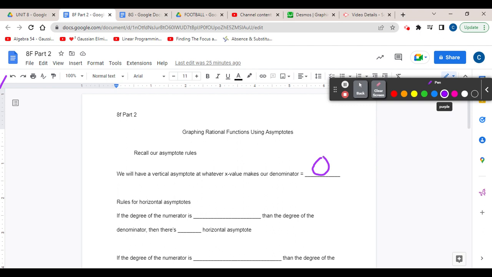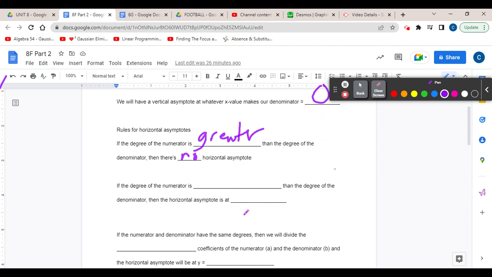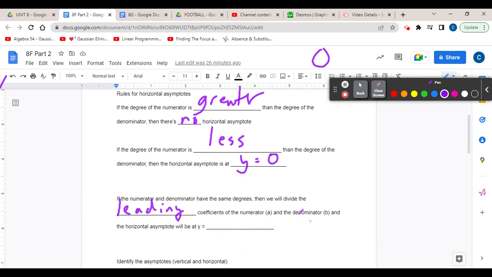Okay? Horizontal asymptotes. Remember, if the degree of the numerator is greater than the degree of the denominator, then there's no horizontal asymptote. If the degree of the numerator is less than the degree of the denominator, then the horizontal asymptote is going to be equal to y equals 0. If the numerator and denominator have the same degrees, then we'll divide the leading coefficients of the numerator and the denominator, a and b, respectively, and the horizontal asymptote will be at y is equal to a over b.